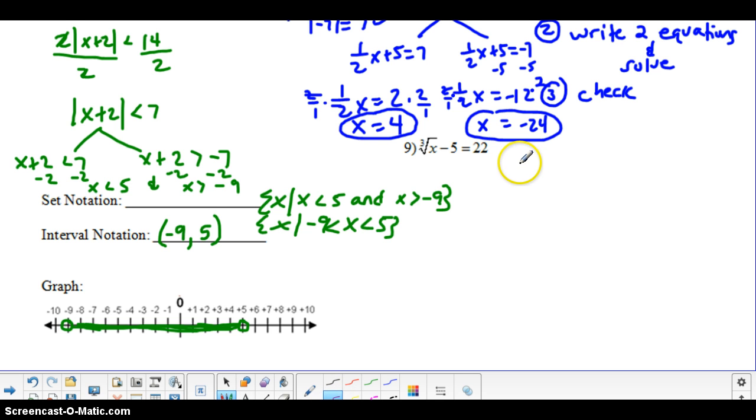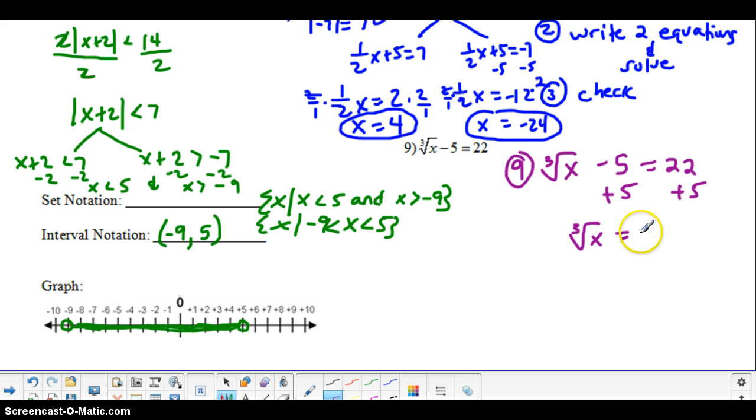we're going to isolate our radical in this case. Every time we're solving, we're trying to get to the variable. And this time, x is surrounded by the cube root. So we want to isolate here first. I have to add 5. And we have the cube root of x equals 27.